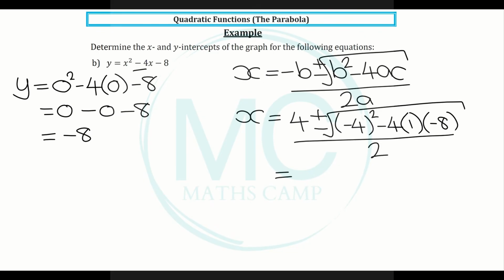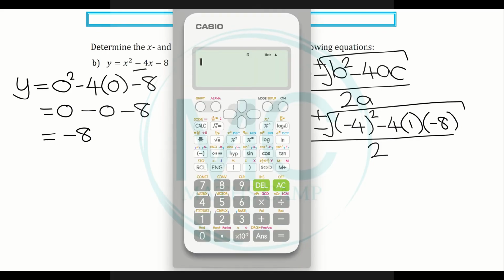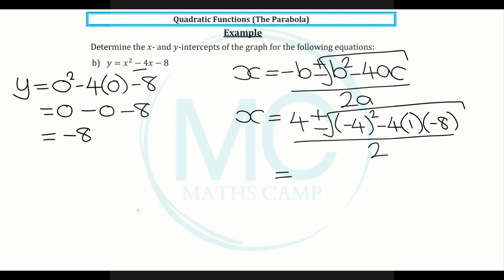Now I can use my calculator to find the value of the root. So let's open a bracket. Negative 4 squared minus 4 multiplied by 1 multiplied by negative 8 is equal to 48. Let's square root, and we get 4 square root 3. So now we can see that x is equal to 4 plus or minus 4 square root 3 over 2.